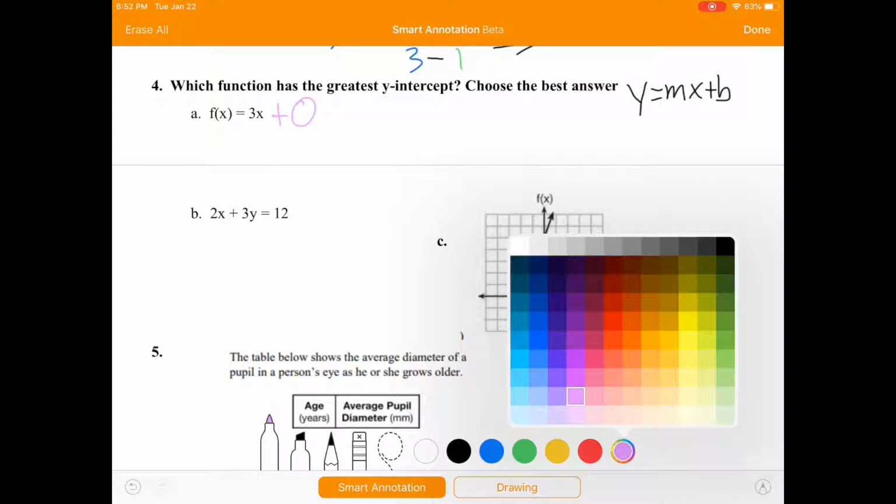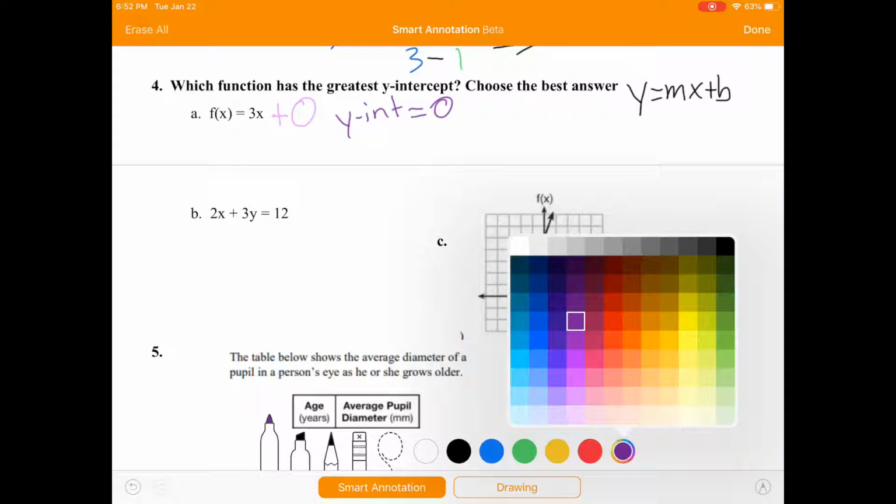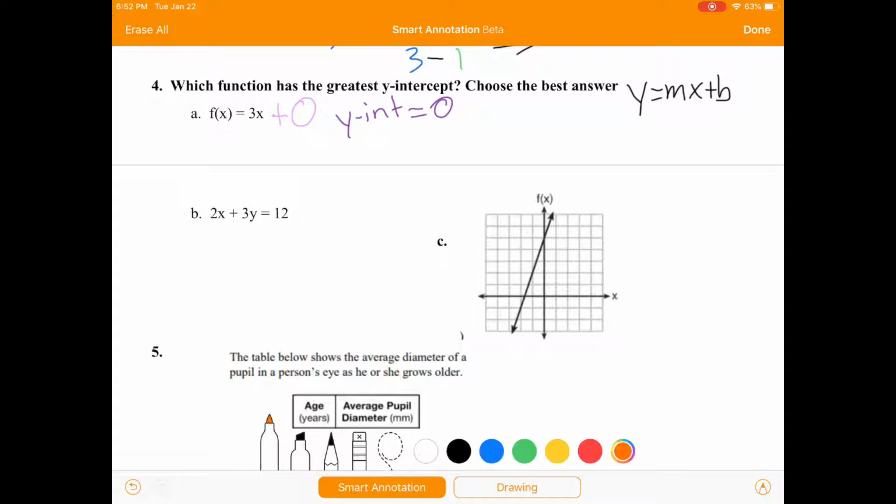Now our y-intercept for A is going to be 0. Now for B, we've got to do a little bit of extra work. For B, we want y by itself. So we're going to subtract 2x from both sides.